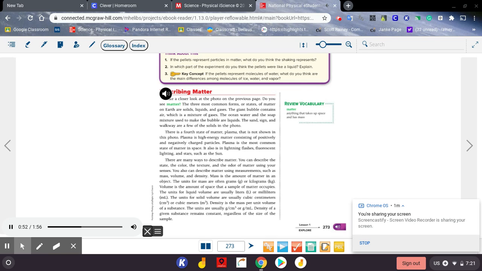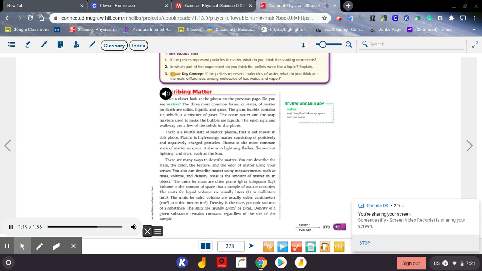There are many ways to describe matter. You can describe the state, the color, the texture, and the odor of matter using your senses. You also can describe matter using measurements, such as mass, volume, and density. Mass is the amount of matter in an object. The units for mass are often grams, g, or kilograms, kg.